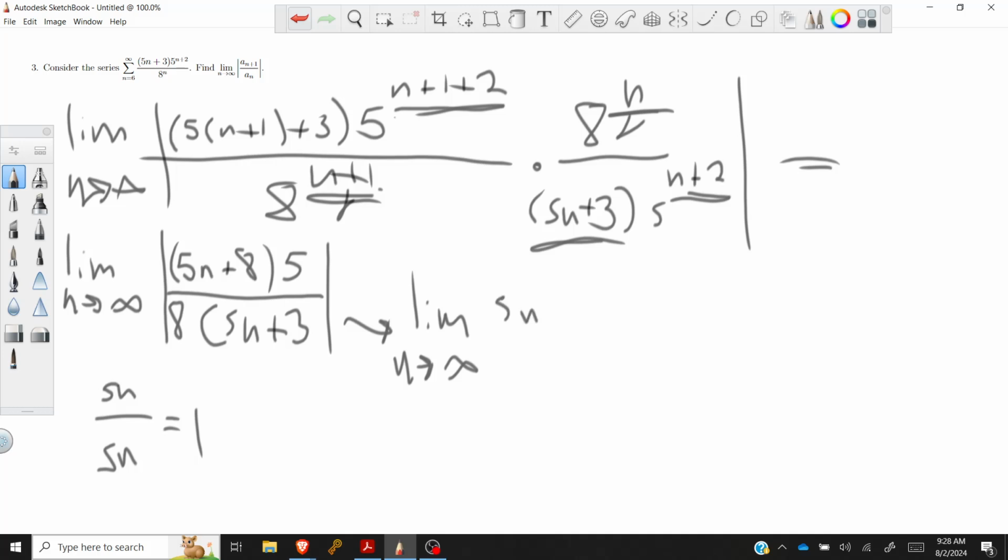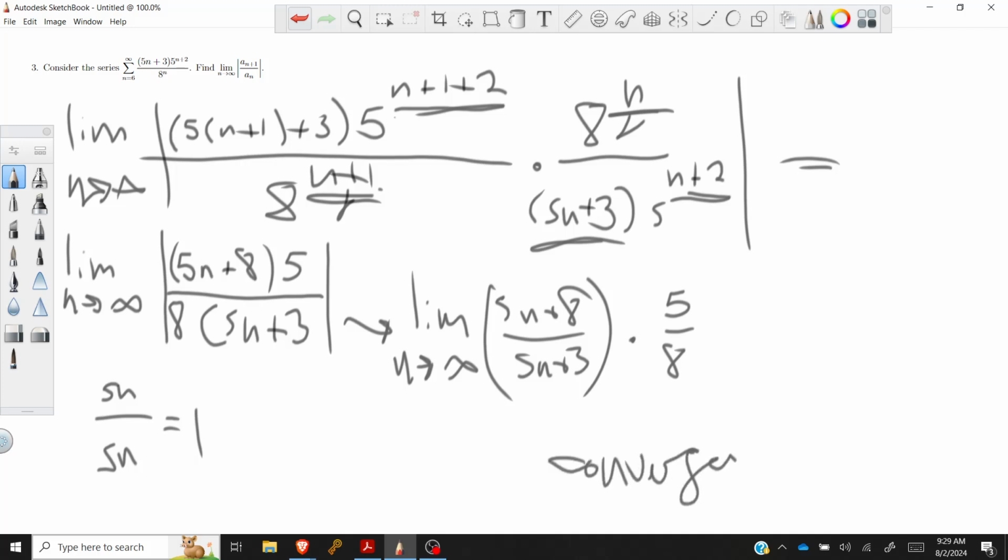Because this is going to be 5n plus 8 over 5n plus 3. And this is going to be equal to 1. But we're multiplying that by 5 over 8. And 1 times 5 over 8 is 5 over 8. So this series converges to 5 over 8.